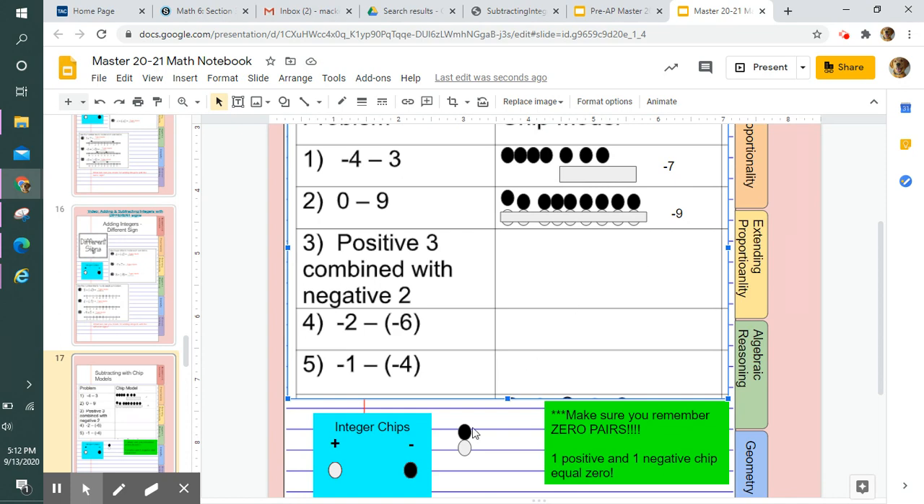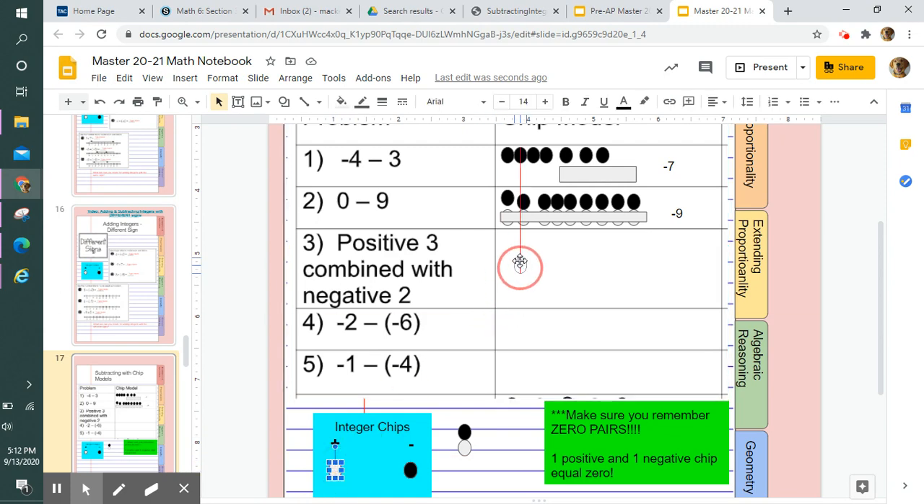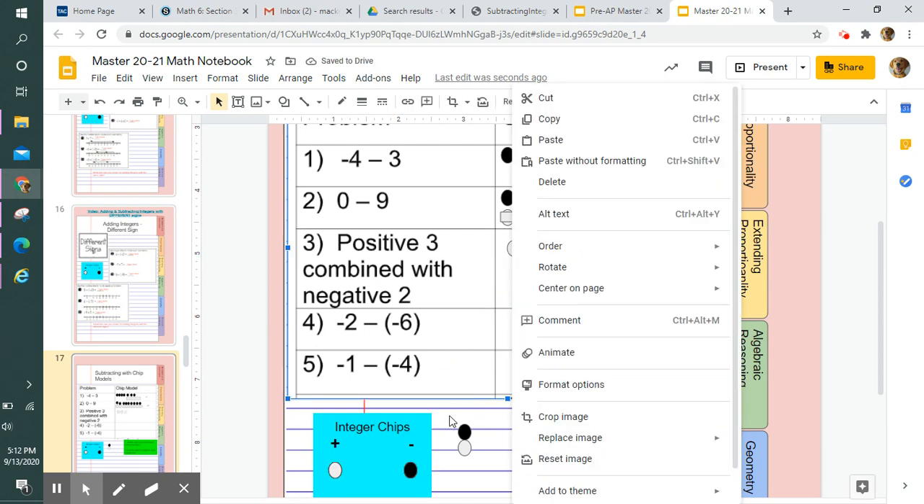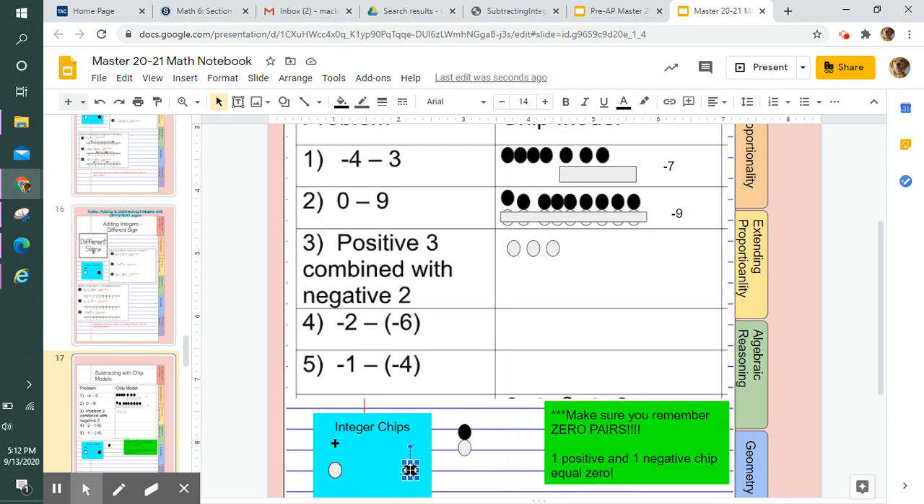Okay, our next one, it says +3 combined with -2. So combined with means to add. So this time we're adding and not subtracting. Okay, so we're going to take +3, so 3 positives. This one's like what we did last week. So 3 positives. And we are combining it with 2 negatives. So underneath we're going to put 2 negatives just like last week. This one's a little refresher from last week.